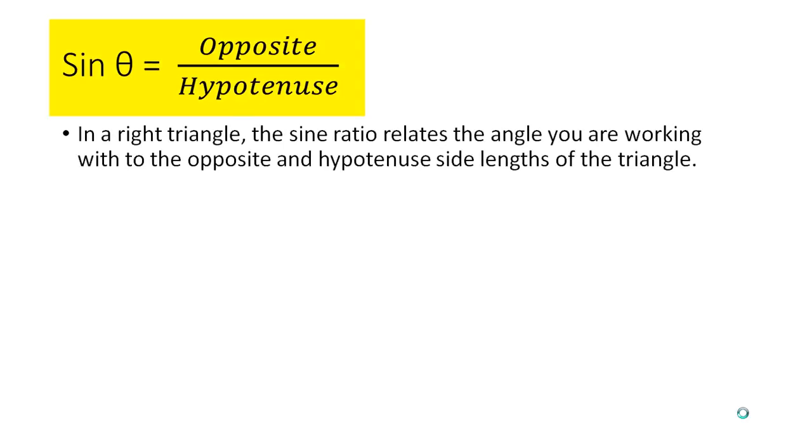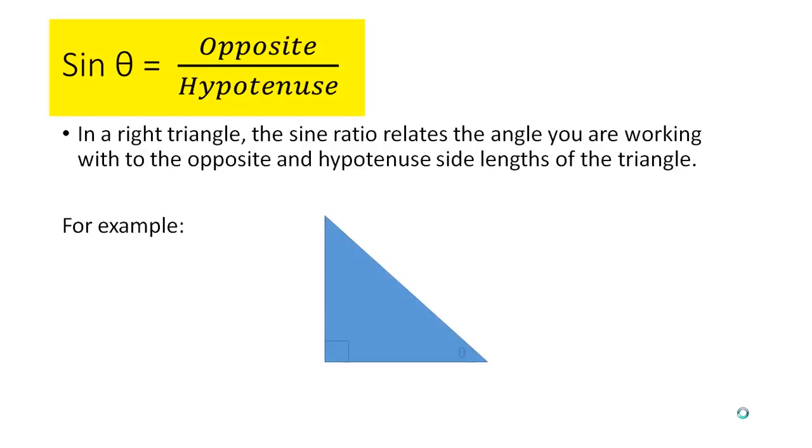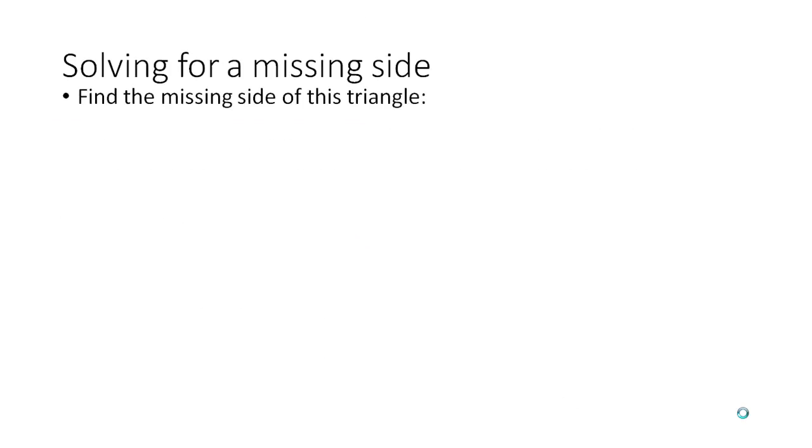In a right triangle, the sine ratio relates the angle you are working with to the opposite and hypotenuse side lengths of the triangle. For example, in this right angle triangle, working from this angle, the opposite side would be located here, while the hypotenuse would be located here. Let's use this information to solve for the unknown side of a triangle.